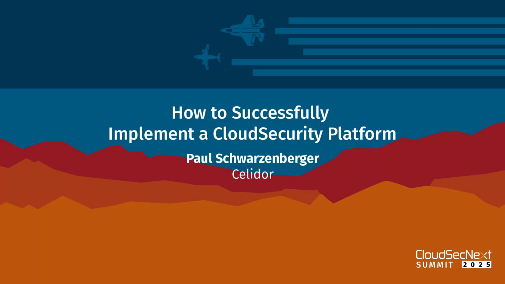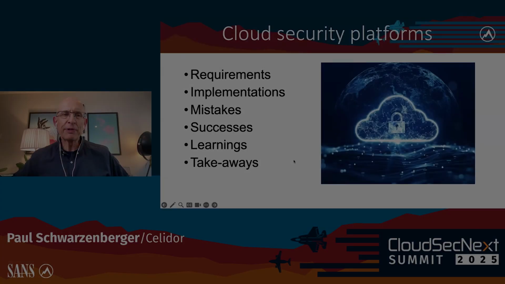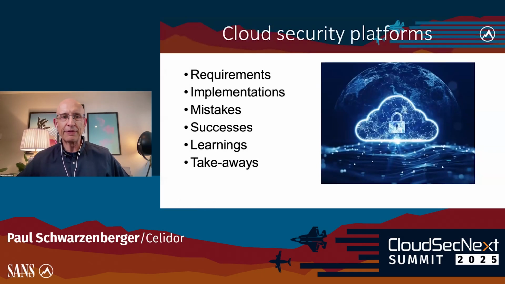Right. So I'm going to talk about how to successfully implement a cloud security platform. Yeah, so what I'm going to do here, I'm going to talk about cloud security platforms in quite a generic sort of way. So by cloud security platforms, I mean platforms such as Wiz, Palo Alto Prisma, Aikido, all these different vendors that provide cloud security platforms. So I'm going to start by talking about typical requirements from an organization that wishes to put in place one of these platforms.